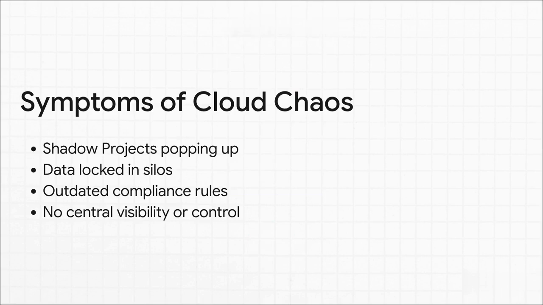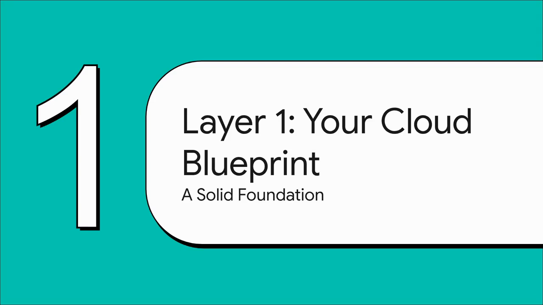And you've probably seen these symptoms yourself, right? You've got shadow projects popping up all over the place. Really valuable data is just stuck in these little silos. And trying to make outdated compliance rules work is just a recipe for friction. It really all boils down to one big problem: no central visibility and no real control. It's just chaos. Okay, so how do we start to fix this?